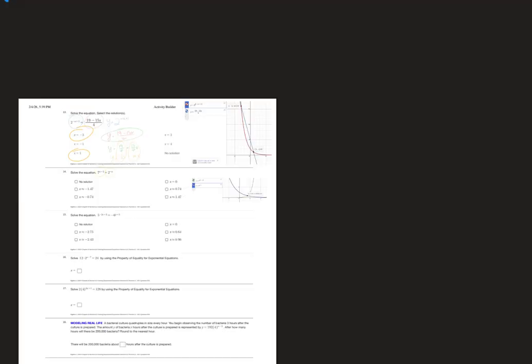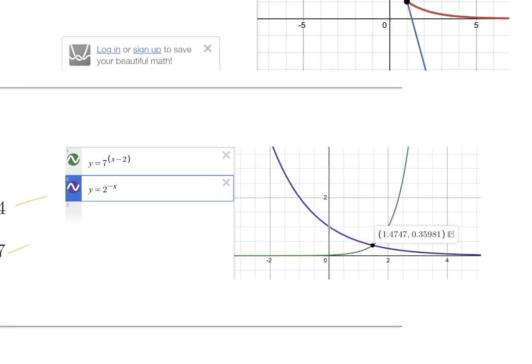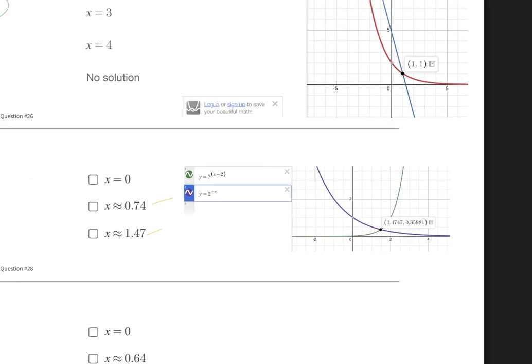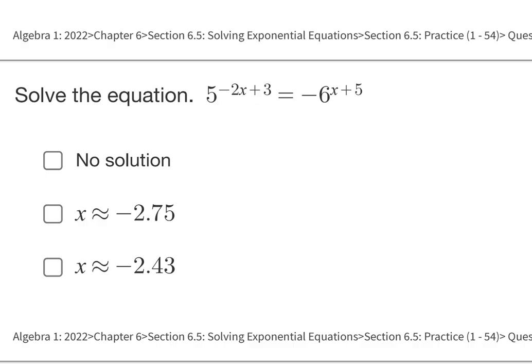Here I go. Okay, I zoomed way out. Let me zoom way back in. The answer is 1.4747. So, looks like we'll go with that one right there. I believe this is the last one like that. Again, we're going to put that on one graphing portion of Desmos, that on the other.